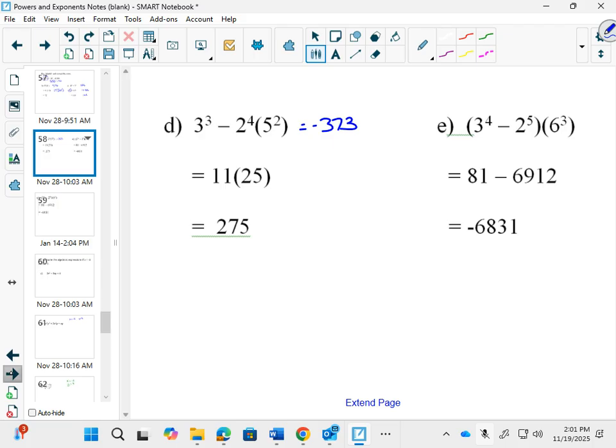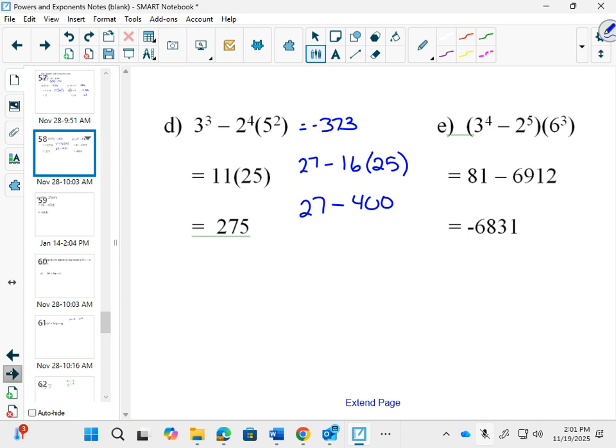So, what should you have done? Exponents first. This would be 27 minus 16, and this would be 25. Then we would multiply. 16 times 25.